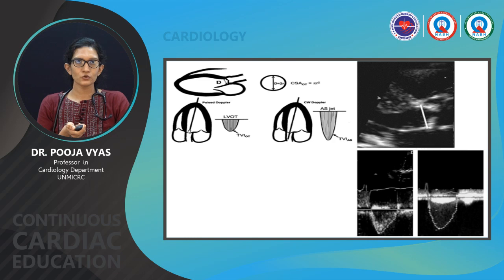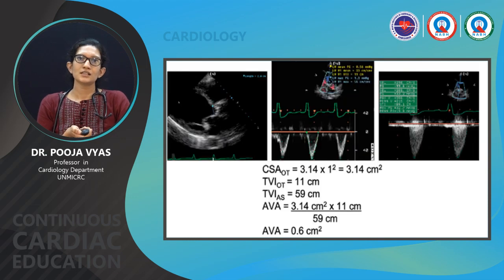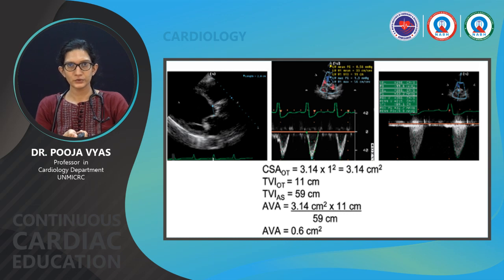So let us go through one example. Here in the left image, we can see the diameter of LVOT is 2, and so the radius is 1, and the cross sectional area of LVOT is pi r square, pi 3.14 into 1 square is equal to 3.14 centimeter square. That is the cross sectional area of LVOT.